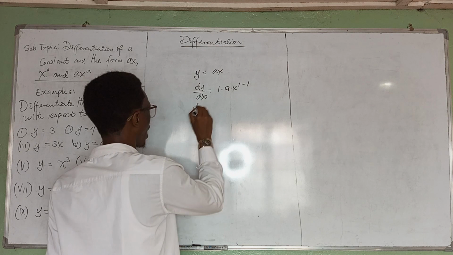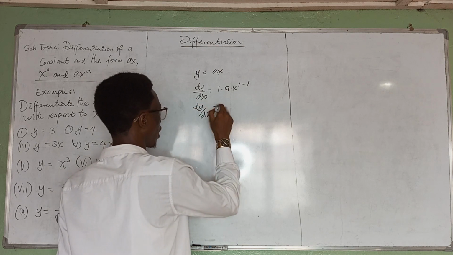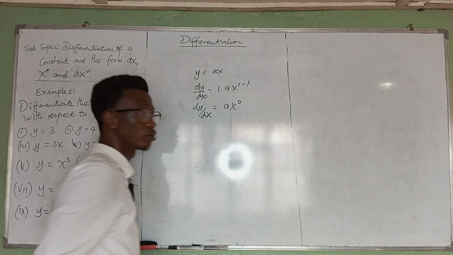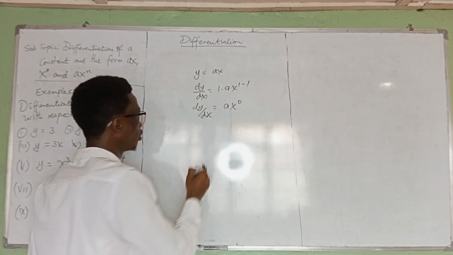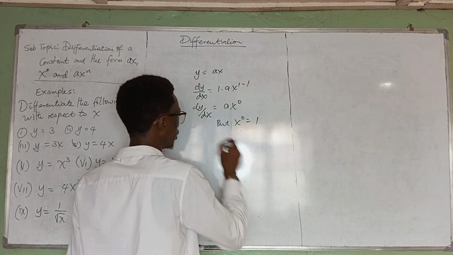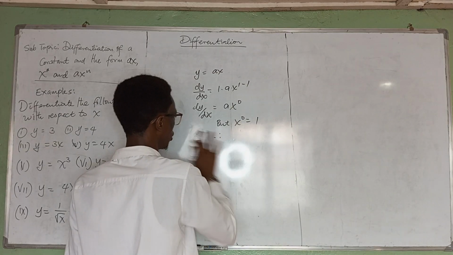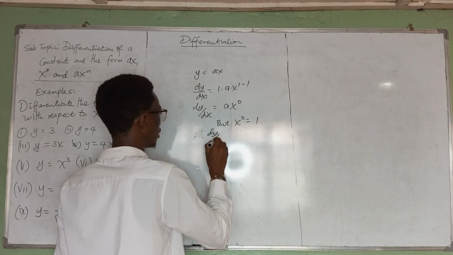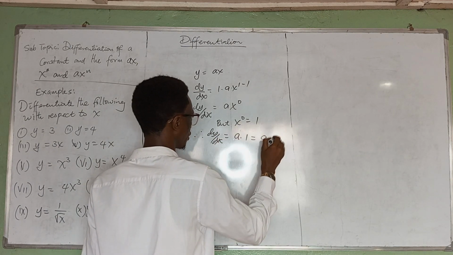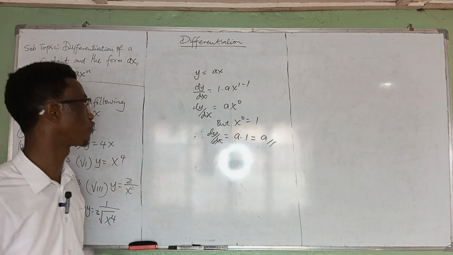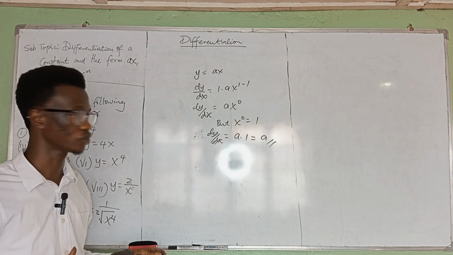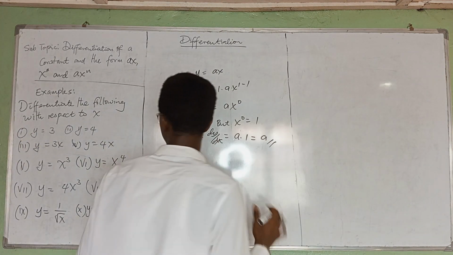So this now becomes dy by dx equals 1 multiplied by a, which is a, x raised to 0. But x raised to the power 0 is what? 1. Therefore, dy by dx becomes a multiplied by 1, which is a. So when you differentiate the form ax, your answer is always the constant.